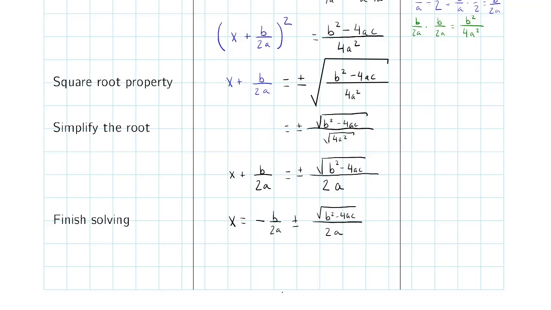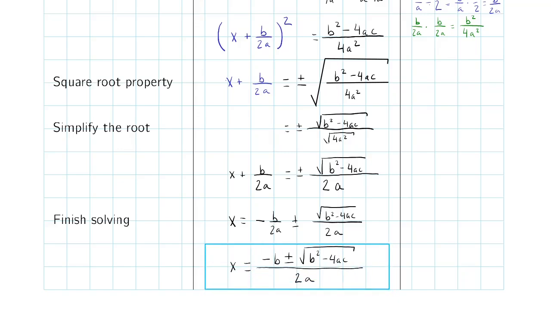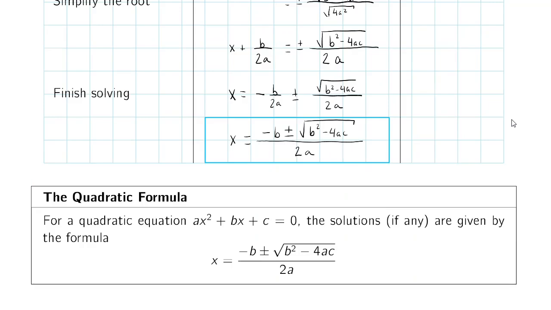And those have the same denominator, so we can combine them. And we're left with x equals the opposite of b plus or minus the square root of b squared minus 4ac all over 2a. And that formula is the quadratic formula, which we see here. The solutions to a quadratic equation are given by the formula, the opposite of b plus or minus the square root b squared minus 4ac all over 2a.